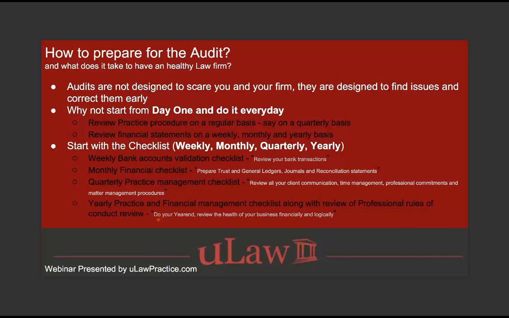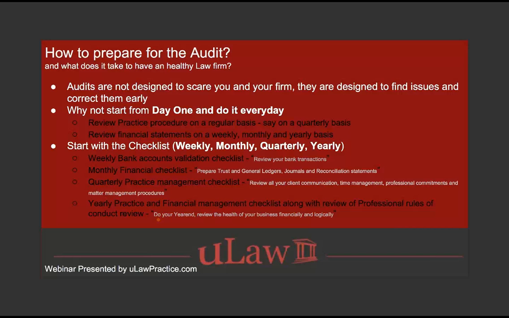The next thing that we recommend is a monthly financial checklist. The monthly financial checklist is pretty much what the Law Society bylaw 9 lays out for you. You've got to prepare your trust and general ledgers for your month. Look at your journals, prepare the receipt journals and the payment journals for both trust and general. And you have to have your 2 reconciliation statements, both trust and general, done every month. This is one of the biggest steps that you have to incorporate on a monthly basis.